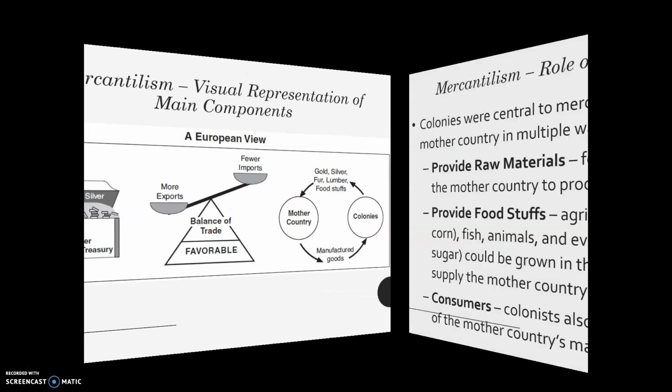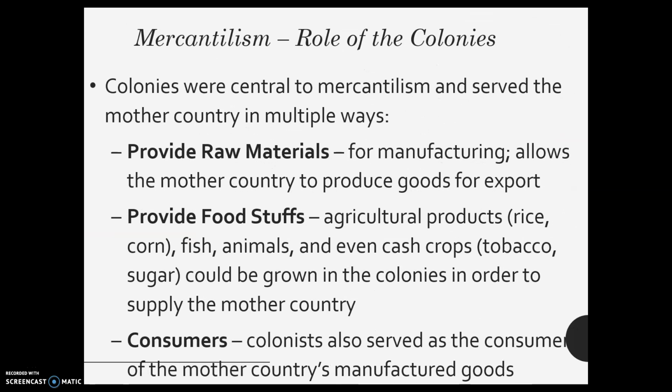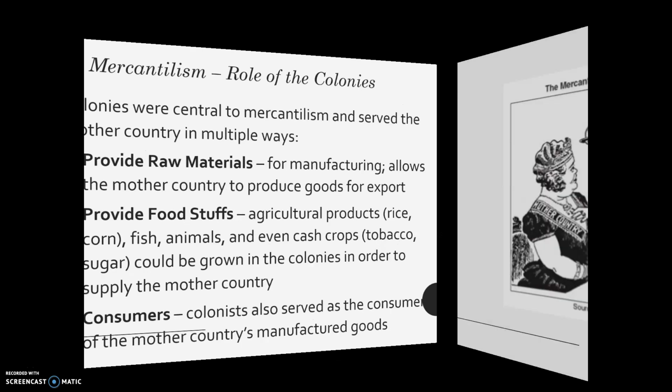So keep going here. The role of the colonies for mercantilism. Again, colonies are central to the system. They serve the mother country. They provide raw materials, they provide foodstuffs, and consumers. So those are the big three things that they want there. Again, if you're answering a question on this in writing, it's not enough just to say provide raw materials, foodstuffs, and consumers. Explain it. As you can see here, it's just a sentence or two is all you need. So again, the colonies serve the mother country.